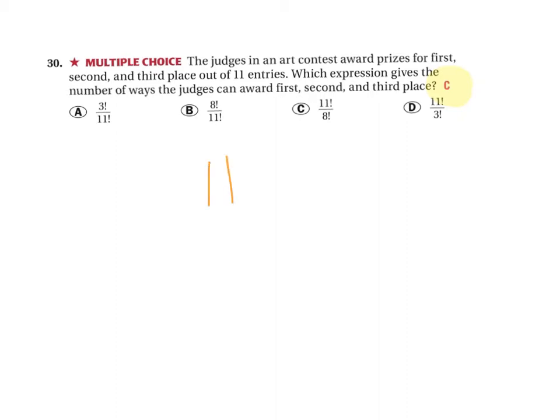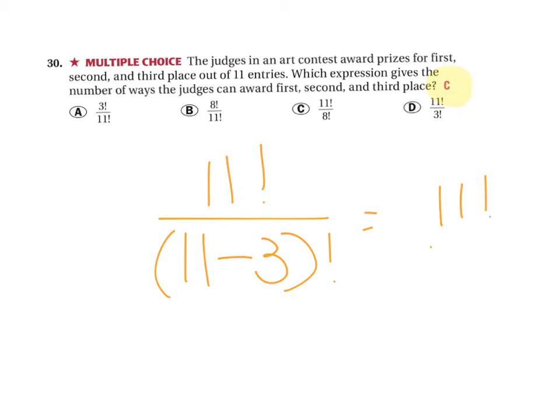So it'd be 11 factorial over 11 minus 8. Nope, 11 minus 3 factorial, which is 11 factorial over 8 factorial. So this is different, like if you're thinking it's like the one at the end.